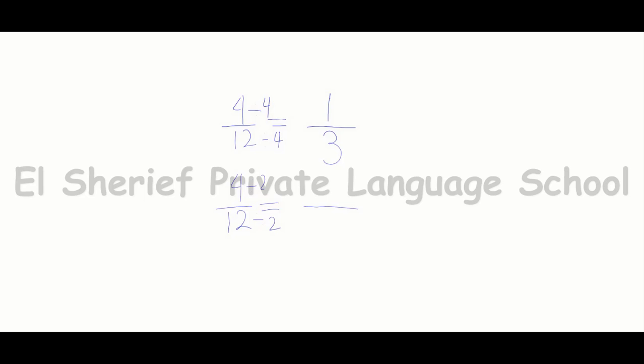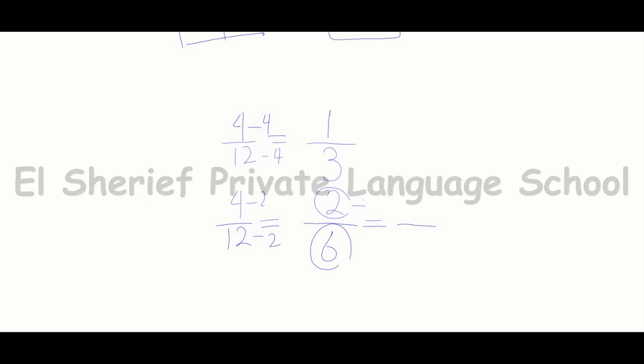Okay, 4 divided by 2 equals what? Equals 2, and 12 divided by 2 equals 6. Can I divide this numerator and denominator by any number? Yes, I can divide it. 2 divided by 2, up and down. 2 divided by 2 equals 1 and 6 divided by 2 equals 3.